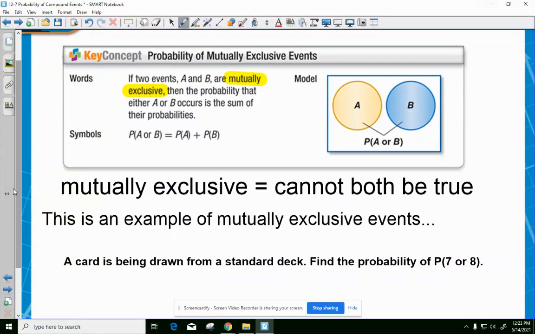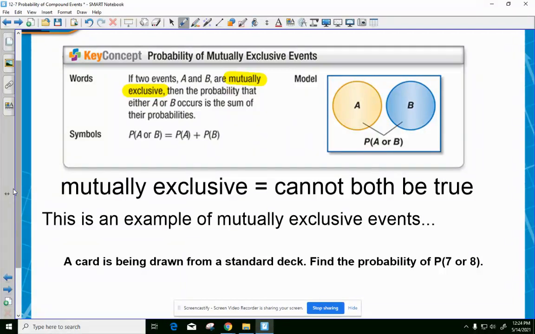Okay? Now, here's the other side of things. Mutually exclusive means both things that you're talking about can't be true. All right? So here's an example. If you look at the one at the bottom, a card is being drawn from a deck. Find the probability of a 7 or an 8. There is no card in the deck that is both a 7 and an 8. You with me there? Do you know any cards in a deck that are a 7 and an 8 at the same time?